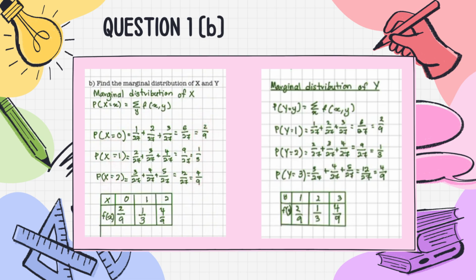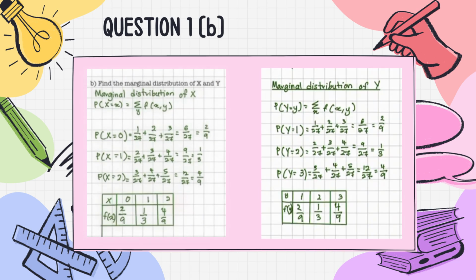We also make the marginal distribution table for x. Similarly, to find the marginal distribution of y, we fix the value of y and sum the joint probabilities over all possible values of x. This gives P of y equals 1 as 2 over 9, P of y equals 2 as 1 over 3, and P of y equals 3 as 4 over 9. We also make the marginal distribution table for y. These marginal distributions will be used in the later parts of the question.